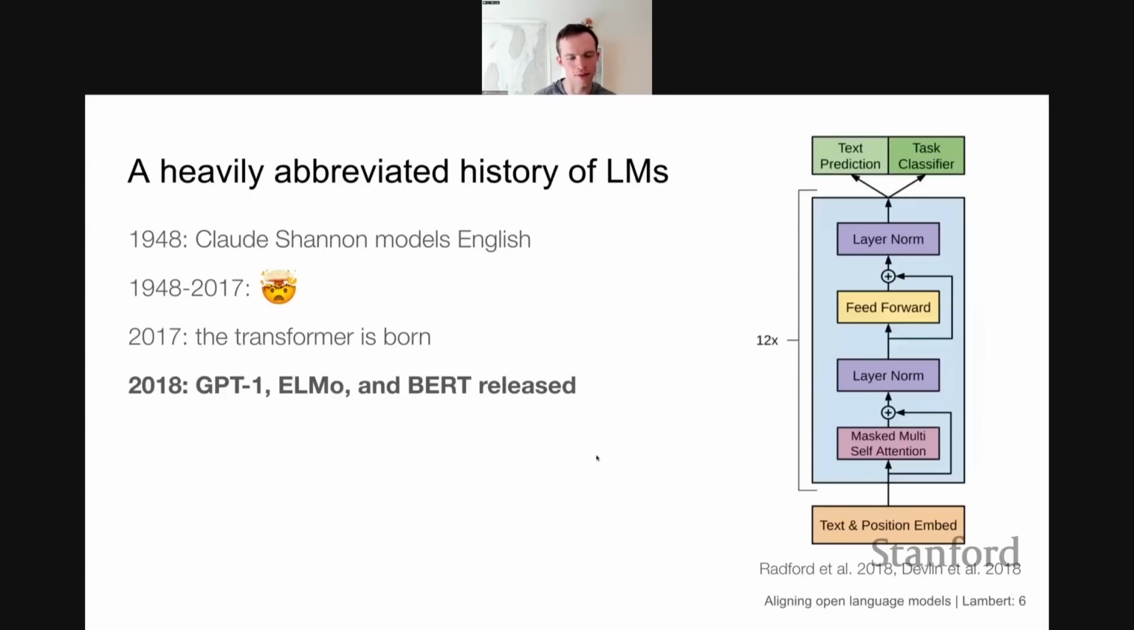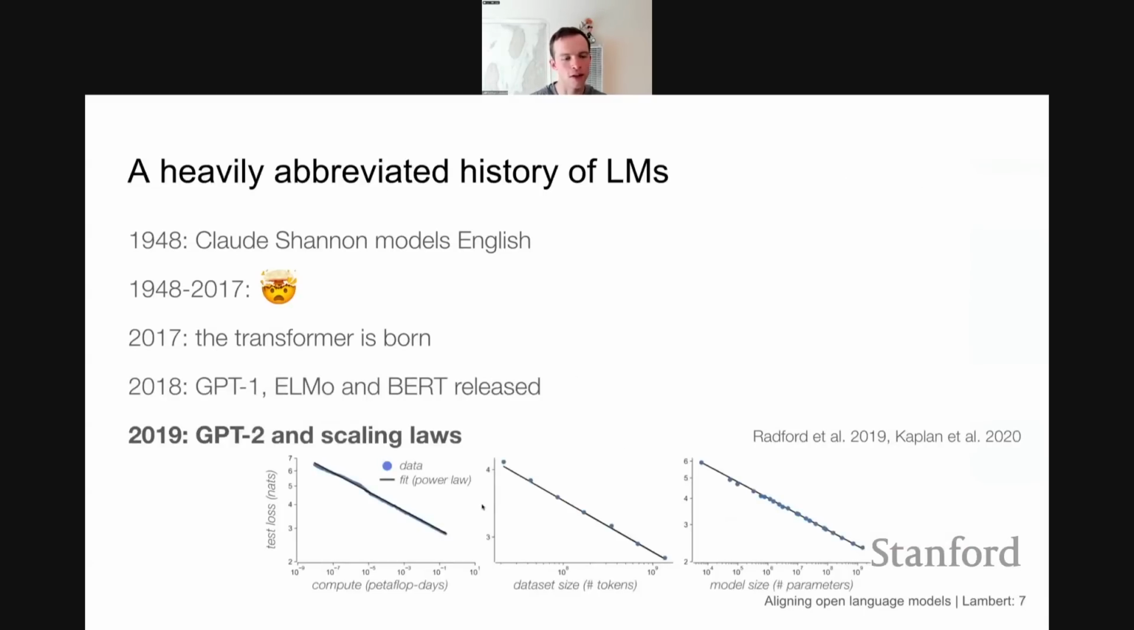ELMo was the earliest one, which was contextualized word embeddings. In the same year, we also had GPT-1 and BERT released, which is the beginning of core ideas toward which modern language models and transformers were trending, and just getting these better models training on large internet-scale corpora. BERT was a classifier, GPT-1 was generating text. And we continue along these trends through the years.